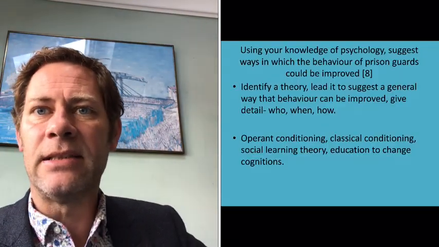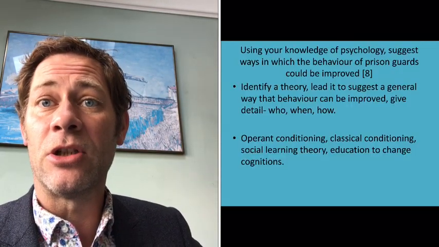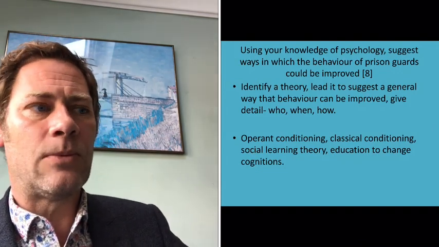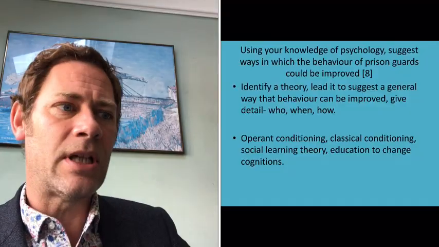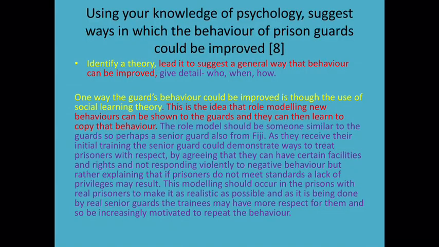Our old friend Casey suggested that low delayers could be helped to increase their delaying by using cognitive cooling strategies to change their behaviour. So I said I wanted us to identify a theory, lead to a general suggestion to change behaviour, and then give some detail: who, when, how. I'm doing the first paragraph here, and the theory I'm identifying is social learning theory. And then I'm giving a general concept that this is the idea that role modelling can be demonstrated to the guards and they can learn to copy that behaviour. So far so good, now we've got to get into some specifics.